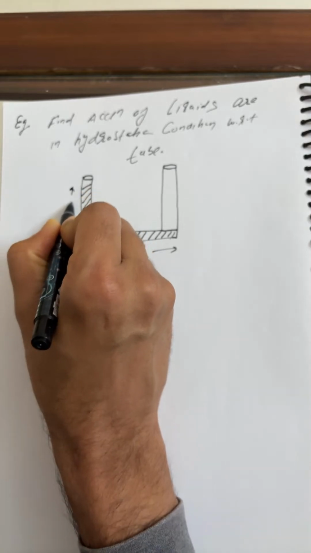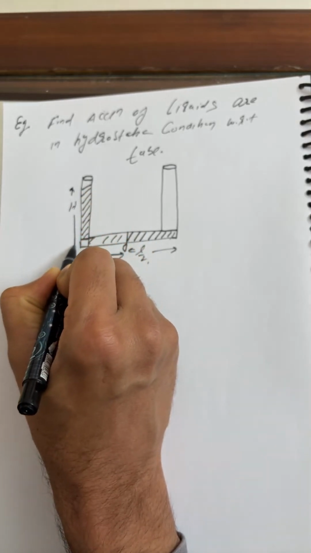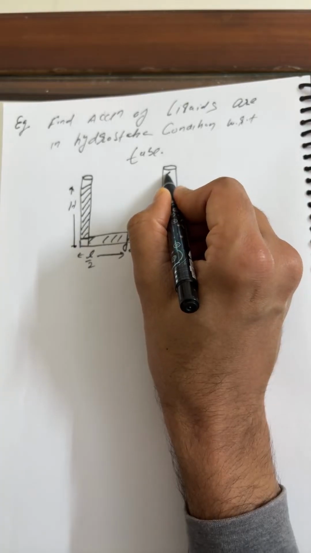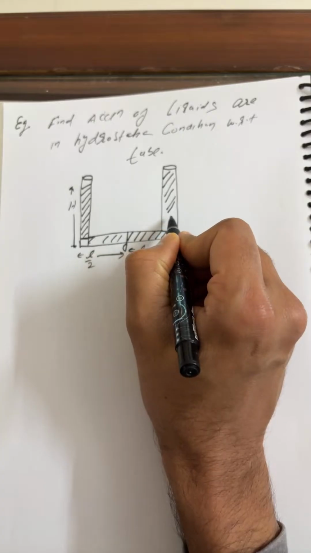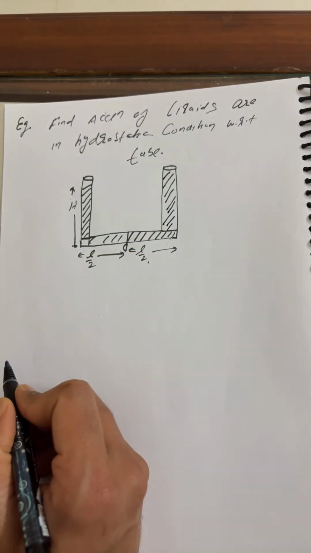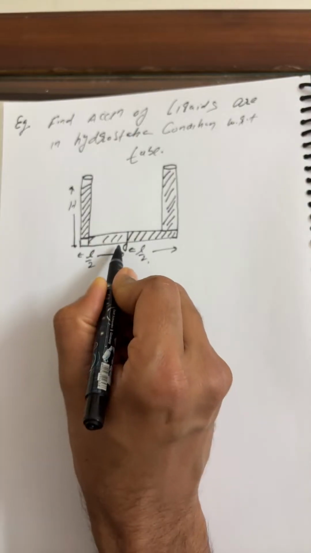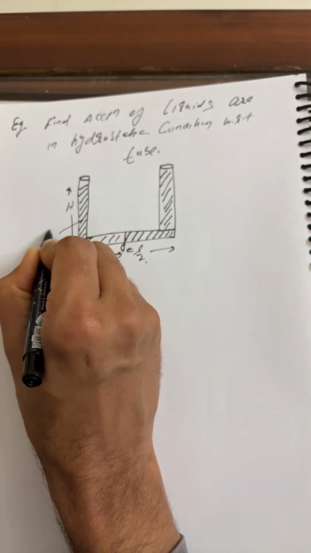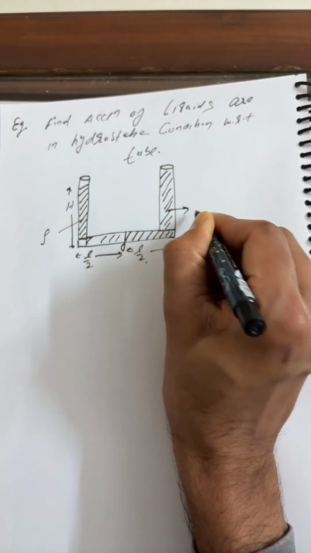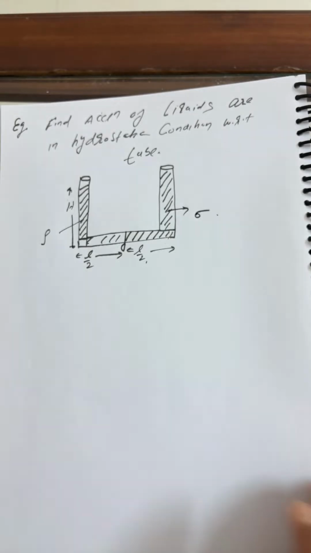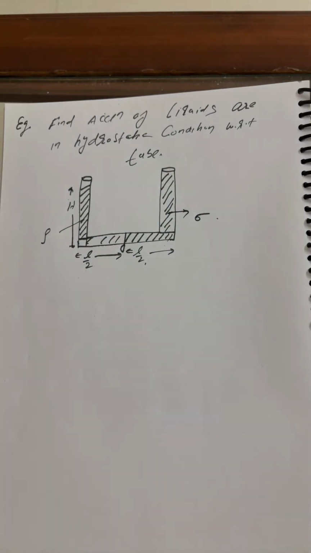Now students, H is the height of the liquid in both of the limbs, which is equal. You can say from here to here, till here. This is the density, rho. And this is sigma. You need to find the acceleration of the liquids, which are in hydrostatic condition with respect to the tube.